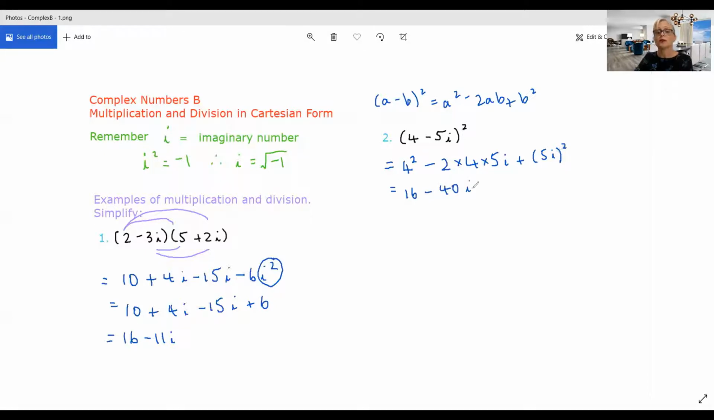Let's have a look at this. We're going to get plus 25i squared. Now again, we need to remember that i squared is -1. So this is the same thing as subtracting 25 because i squared is -1. So again, just collecting up our real parts and our imaginary parts. 16 minus 25 is -9 and our imaginary part is minus 40i.